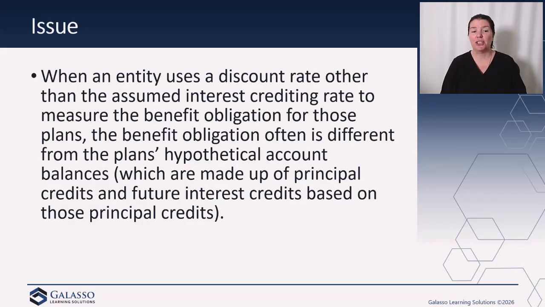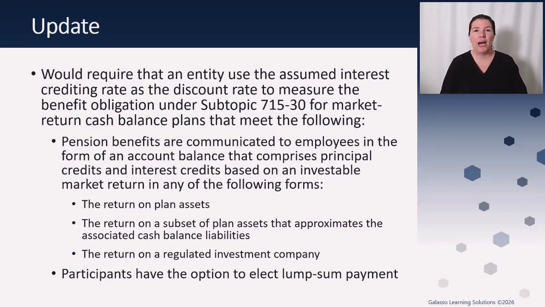The issue that was identified is that when an entity uses a discount rate other than the assumed interest credit rating to measure the benefit obligation for those plans, the benefit obligation is often different from the plan's hypothetical account balance, which is made up of principal credits and future interest credits based on those principal credits. So they are updating the standards and would require the entity to use the assumed interest credit rating as the discount rate to measure the benefit obligation. So basically, that's the expectation there.